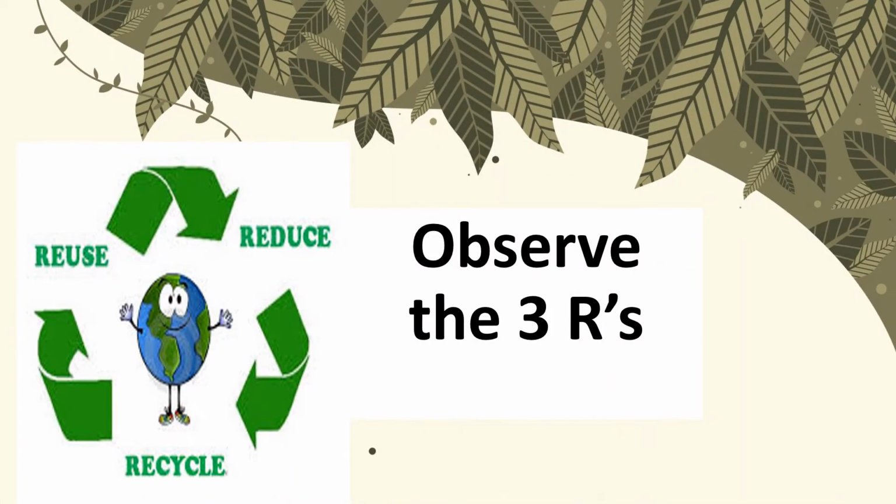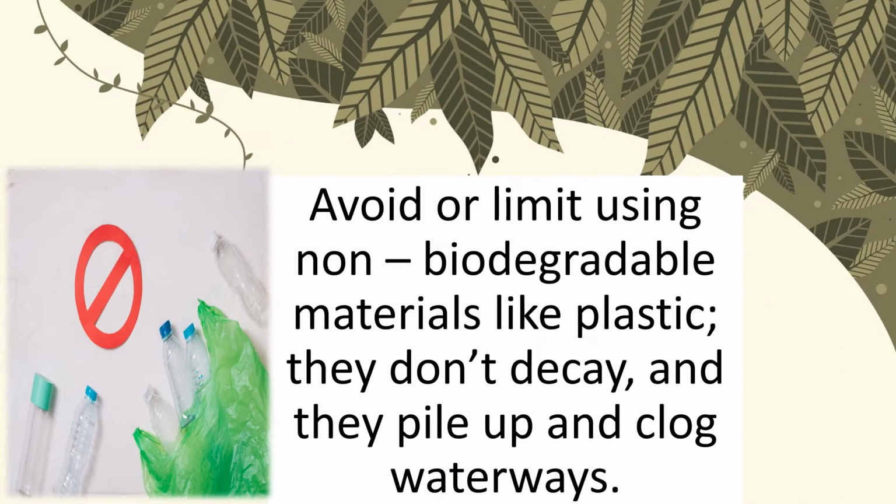The next one is observe the 3 R's. We need to reuse, reduce, and recycle in order for us to lessen the garbage or waste that we are using. Avoid or limit using non-biodegradable materials like plastic. They don't decay, and they pile up and clog waterways.